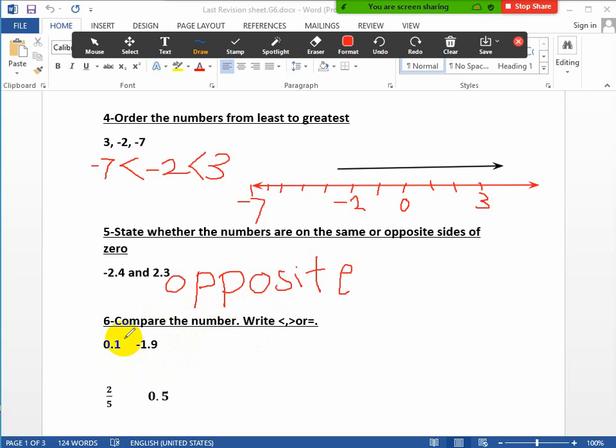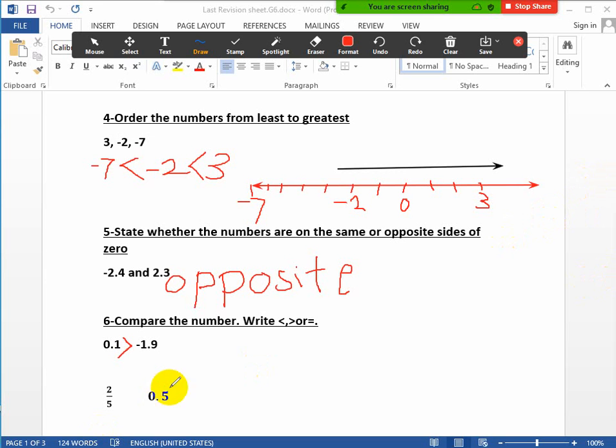Excellent. Why? Yes, you mean this one is positive, not negative. 0.1 is positive, and this one is negative. That means the positive number will be greater than the negative one, right? Thank you, Rejan.